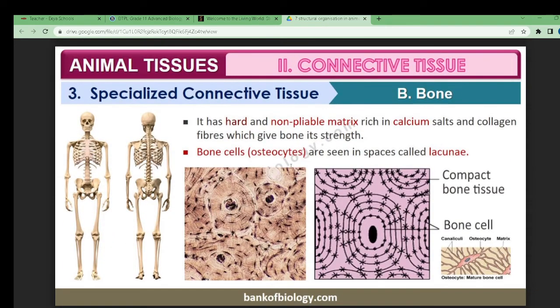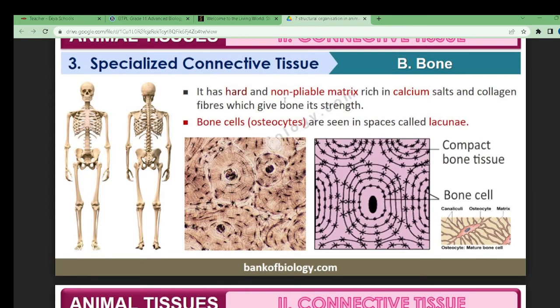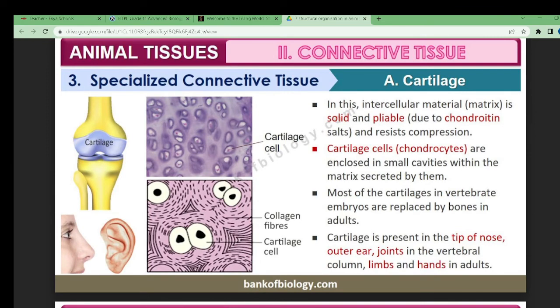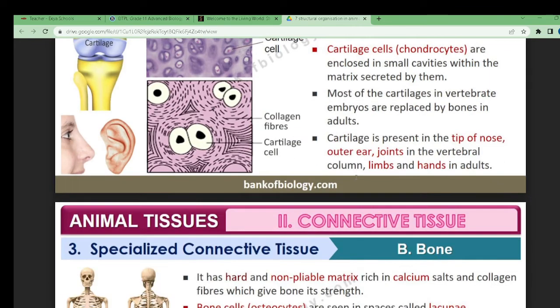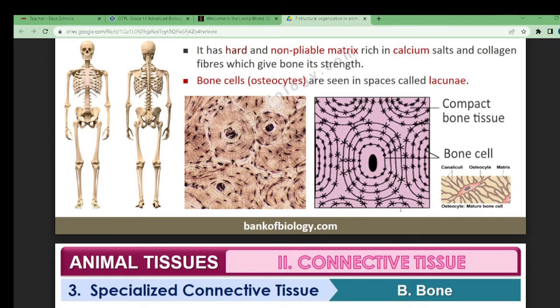Then the bones. They have a hard and non-pliable matrix rich in calcium salts and collagen fibers, which give bone its strength. Bone cells, osteocytes, are seen in spaces called lacunae. This lacunae is very important with respect to exams. So bone cells are osteocytes, and cartilage cells are chondrocytes. Please remember that chondrocytes and osteocytes are seen in spaces called lacunae. Compact bone tissues are present. This is the bone cells; you can see the bone cells here.